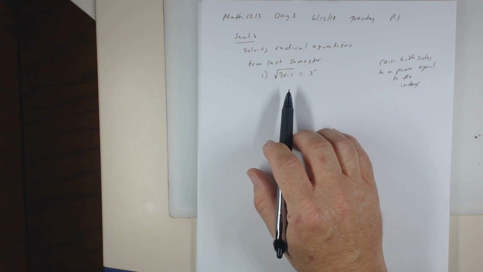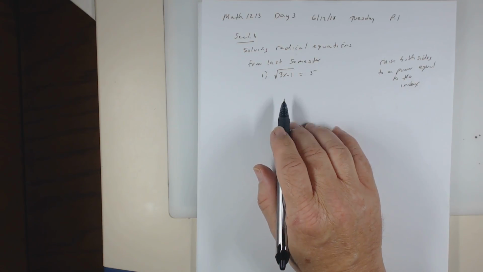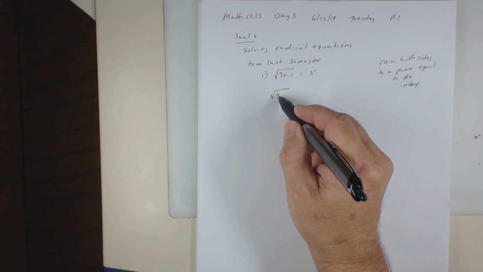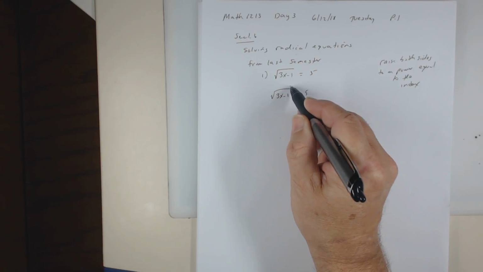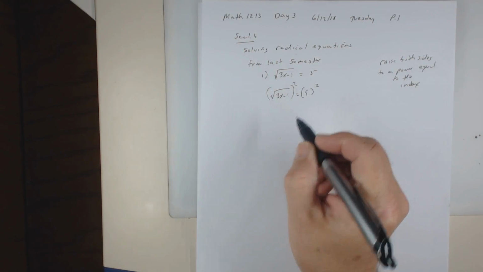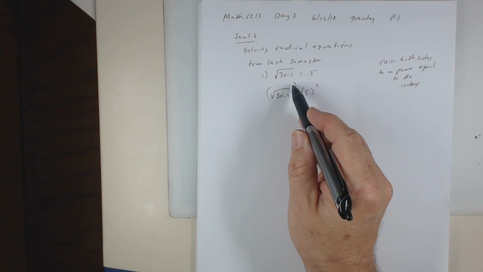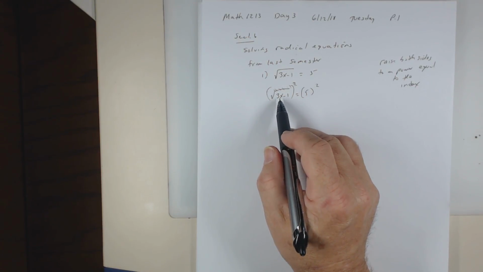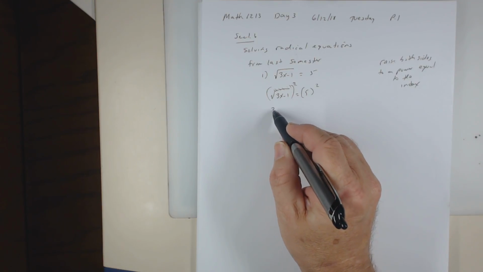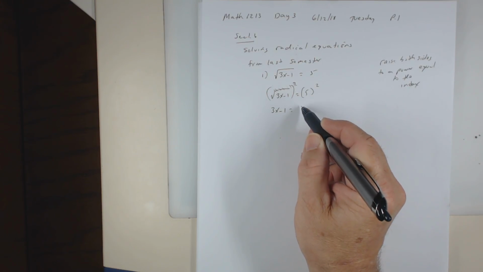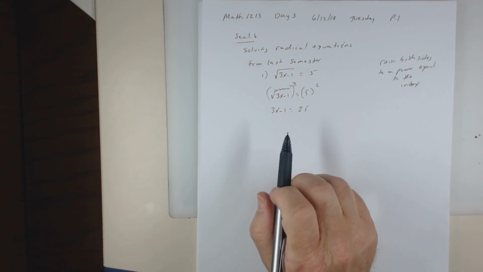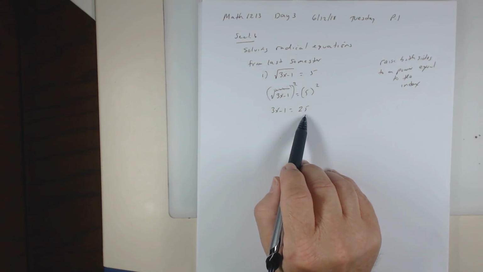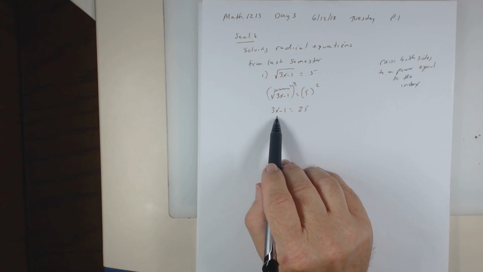And here it is a square root, so I need to raise both sides to what power? 2, the second power. So this side squared and this side squared. Then the square and the square root undo each other, and you're left with the radicand, 3x minus 1, equal to 5 squared, which is 25. Notice I went from a radical equation to a linear equation. And then all you do is solve for x.